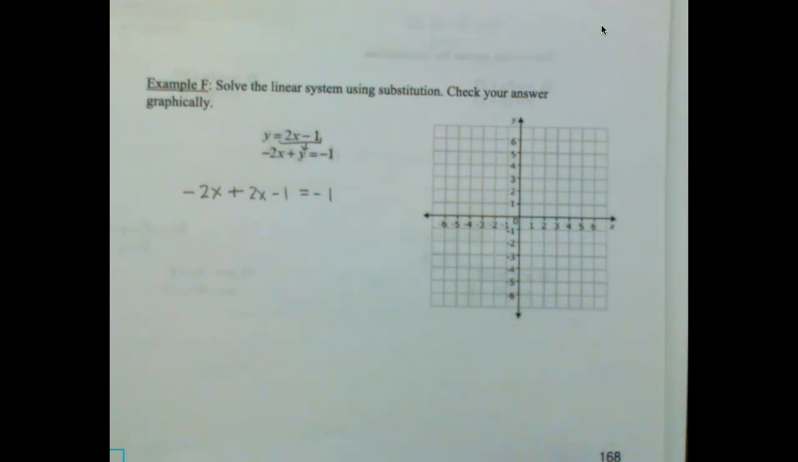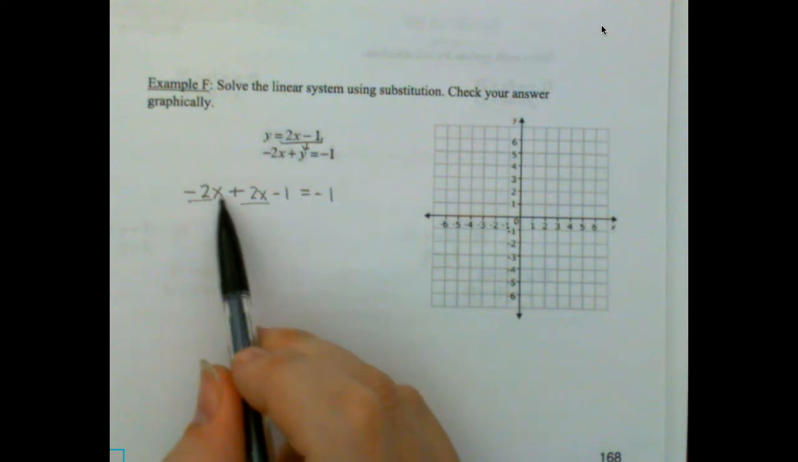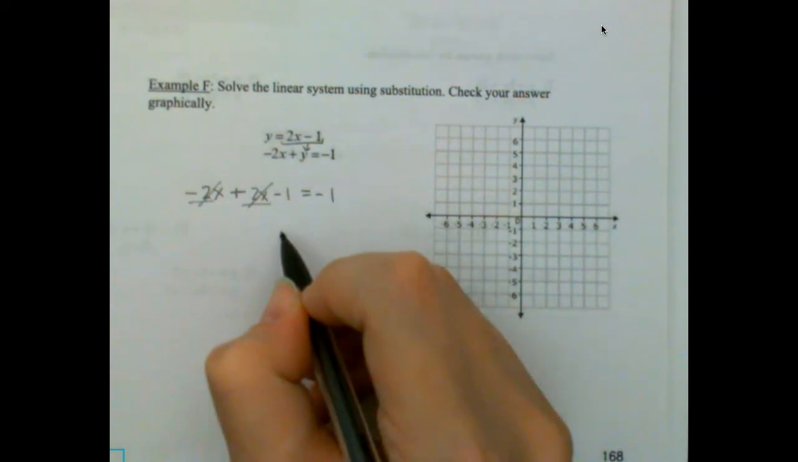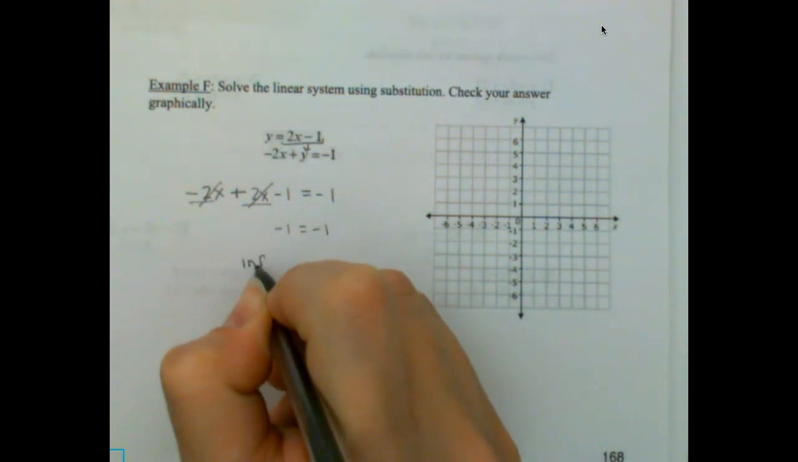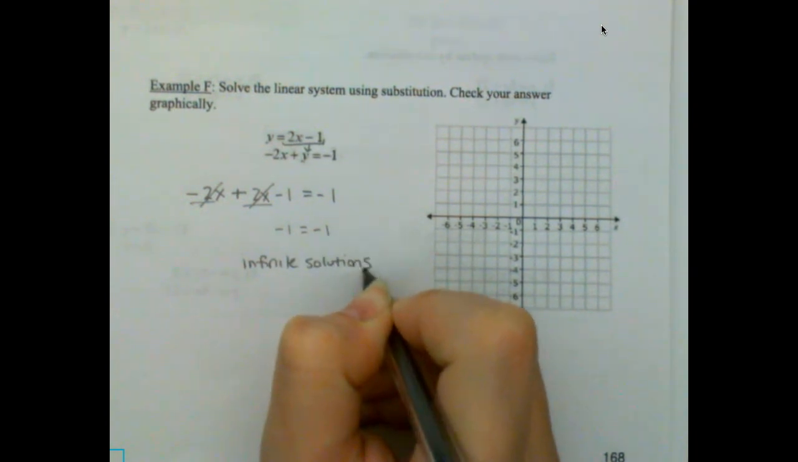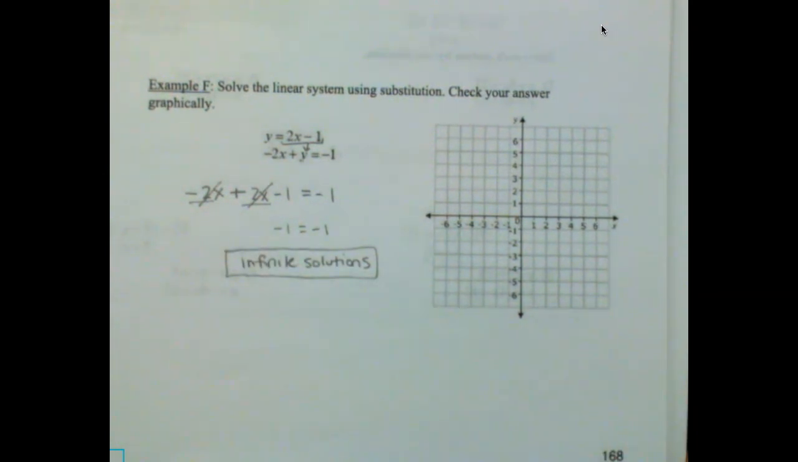Now I'm going to look for like terms. Negative 2x and 2x are like terms. Well, what's negative 2 plus 2? 0. So I can just cross those off. They're 0. And I end up getting negative 1 equals negative 1. Hopefully that rings a bell. If I have two numbers that are the same on both sides and all my variables are gone, that's basically infinite solutions or all real solutions. So that's what that looks like algebraically.